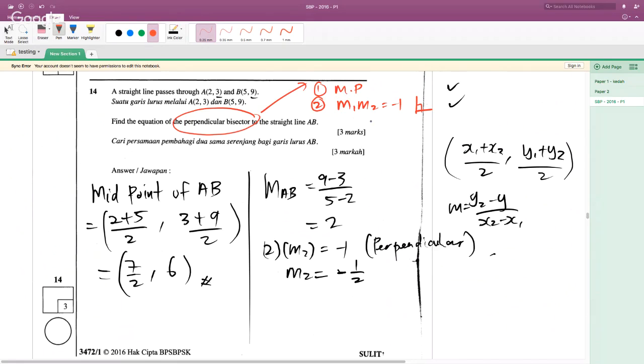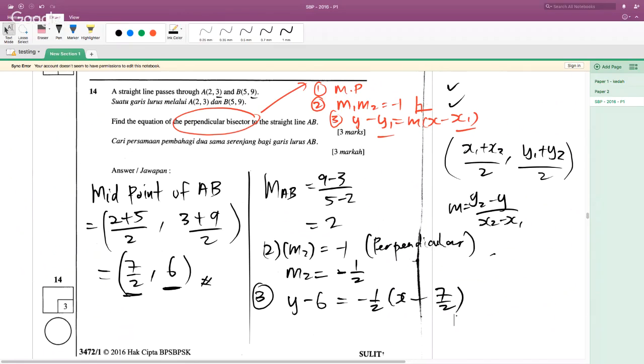So what is the third thing? Form the equation using y minus y1 equals m times x minus x1. The purpose of using this one is that you want to form the equation, then you just sub your coordinate into the y1 and x1. So I will go into the third step, which is y minus my y coordinate, which is 6, equals m, which is -half, times x minus my x coordinate, which is 7 over 2. Then I will solve this, equal to -half x plus 7 over 4 plus 6.